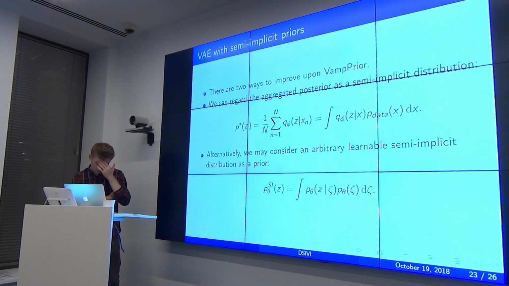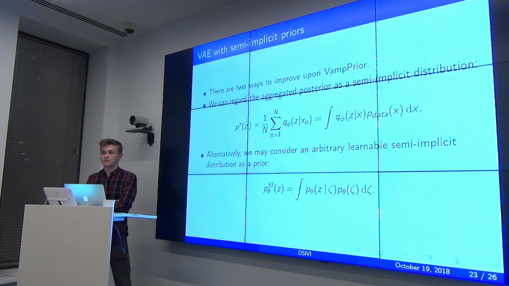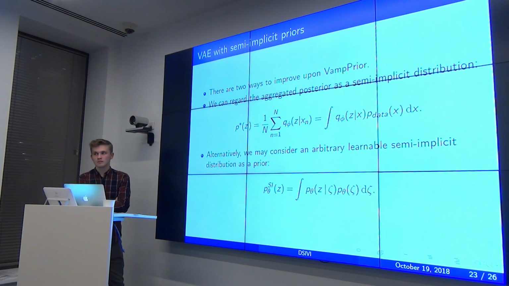It is both the pro and the con of VampPrior that it ties the parameters of the prior and the posterior distribution. So on the one hand, it is one of the reasons why it works so well. It really prevents underfitting. On the other hand, conceptually it is pretty strange.